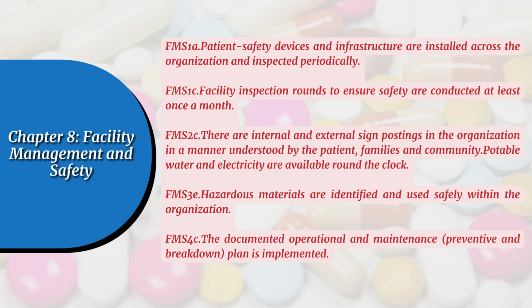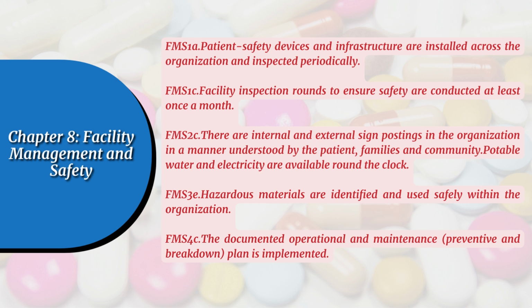FMS 1C, facility inspection rounds to ensure safety are conducted at least once a month. This is basically facilitated by the staff members of the safety committee, and they ensure that the inspection rounds are being maintained. Then FMS 2C, there are internal and external signposting in the organization in a manner understood by the patient, families and community. Potable water and electricity are available around the clock.